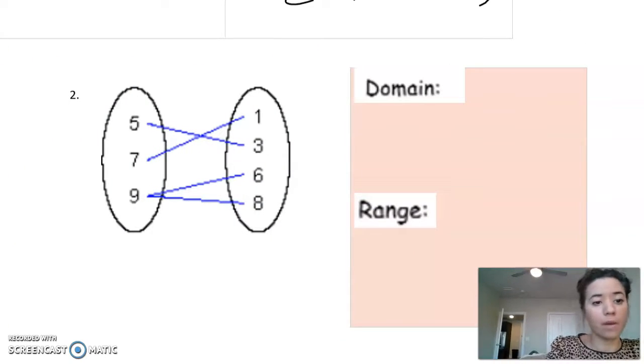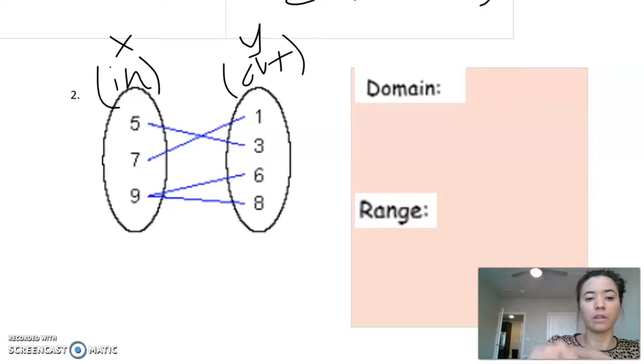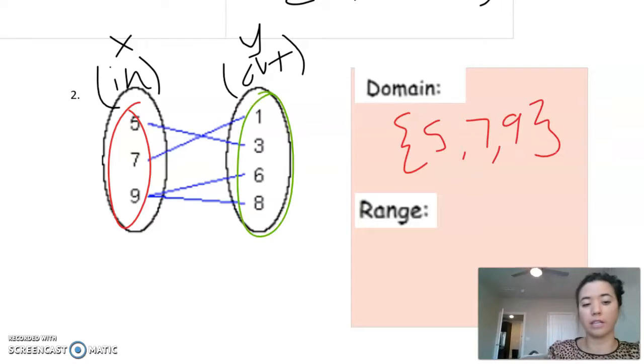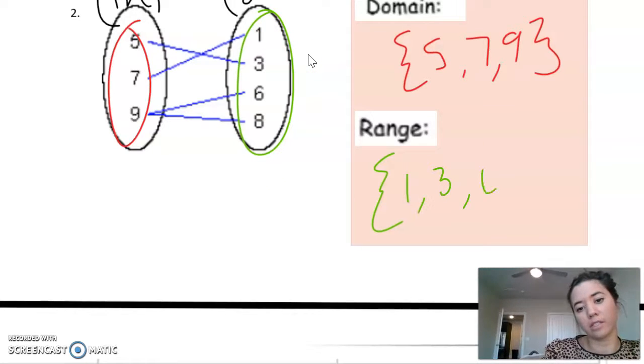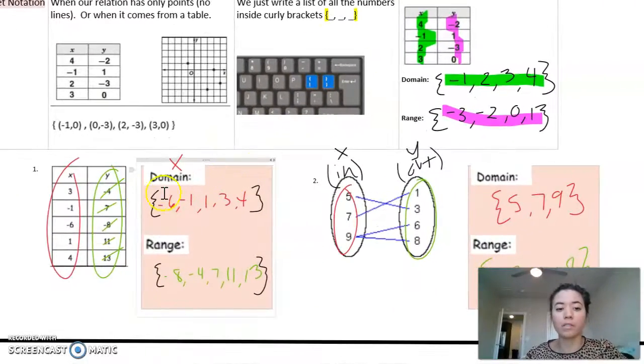For this one, remember that these are your inputs over on this side, or your x values. On the right side is our y, or our outputs. So I'm going to use this side right here for my domain. I have 5, 7, and 9. And then I'm going to use the right side, that is my output, so those are going to be my range. I have 1, 3, 6, and then 8. Beautiful. Again, list your numbers in order from least to greatest, all possible x values, and then all possible y values. Check your answers.